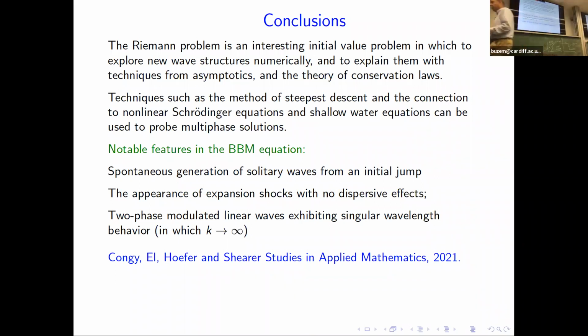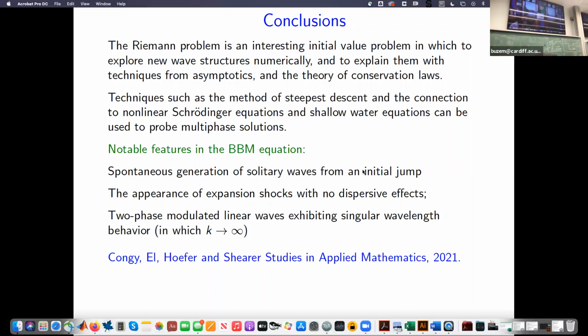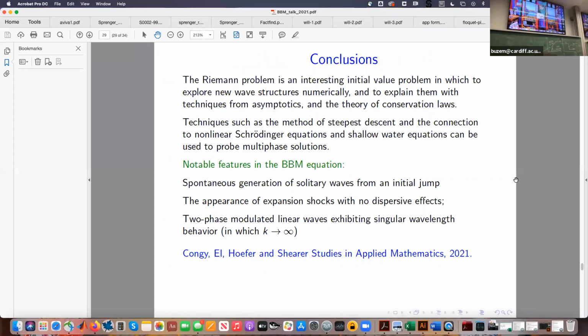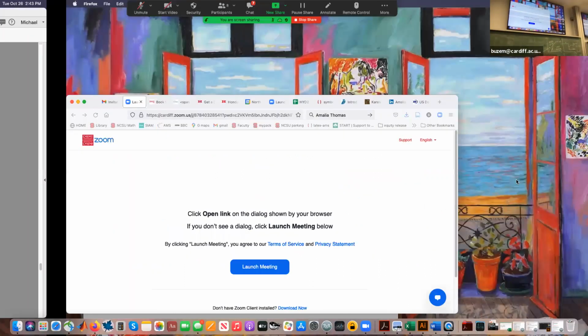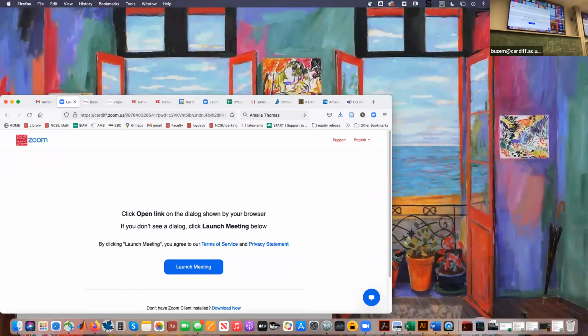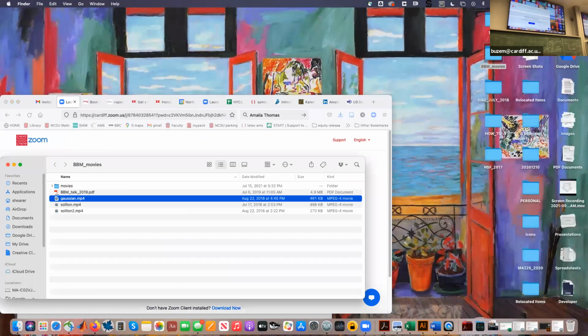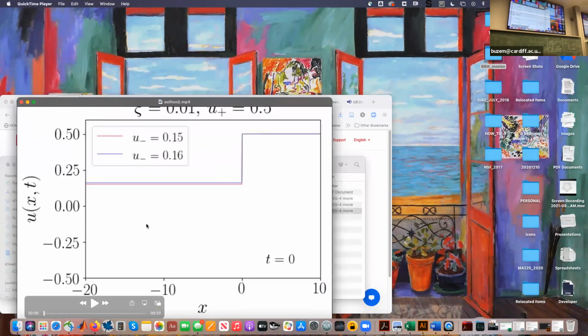I'm going to try and show you a couple of movies. Not sure if this is actually going to work. You think this will work? Okay. BBM movies. Okay. So I'm going to show you, just going to illustrate this threshold. And so what happens, let's see if I can make this larger. Yeah.